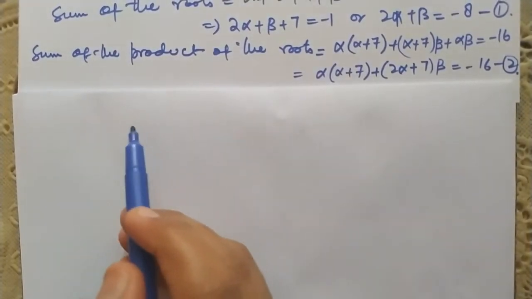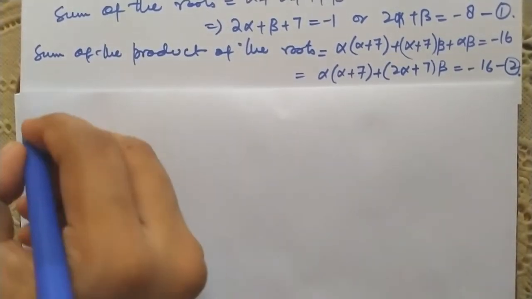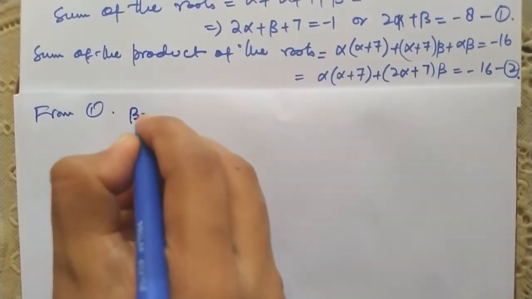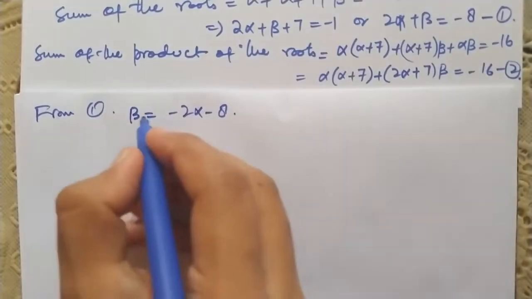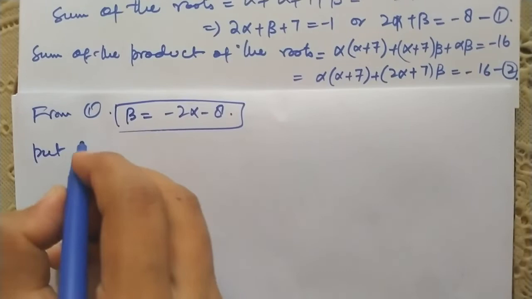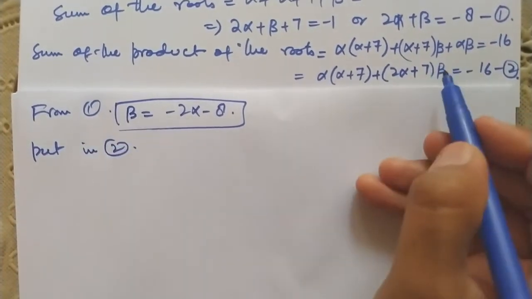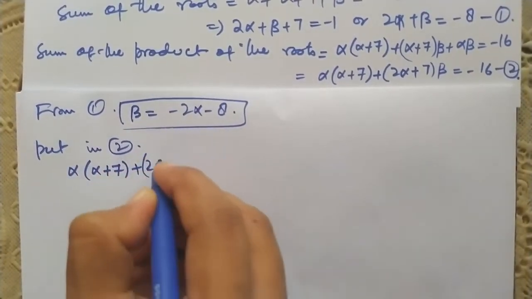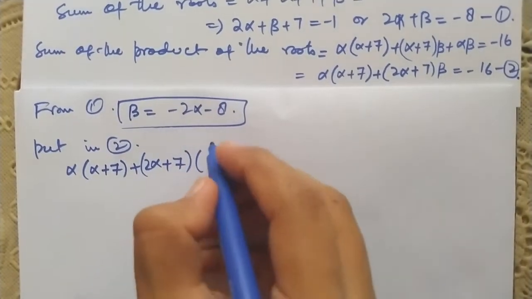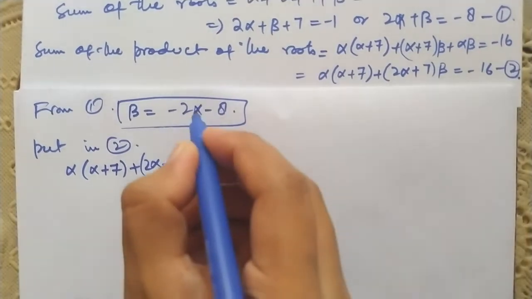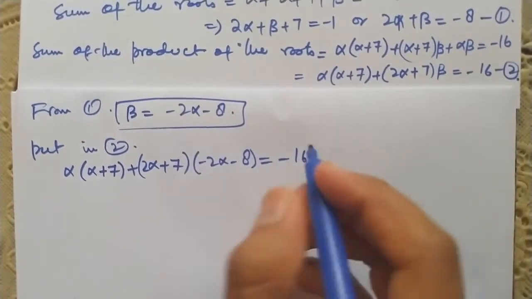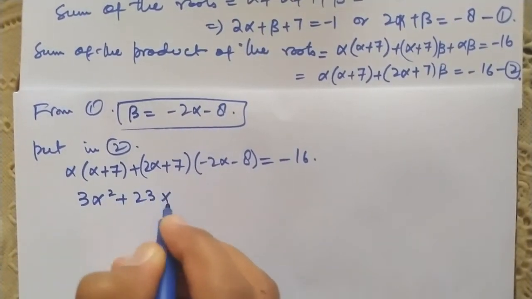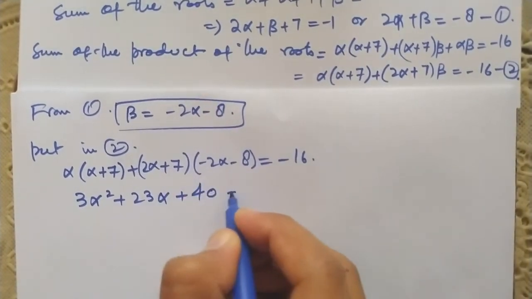So for this, put the value of beta from equation 1 into equation 2. From 1, you have the value of beta: beta is equal to minus 2 alpha minus 8. Put this value of beta in equation 2, and you have alpha times alpha plus 7 plus 2 alpha plus 7 times minus 2 alpha minus 8 is equal to minus 16. And when you simplify this equation, you will have 3 alpha square plus 23 alpha plus 40 is equal to 0.